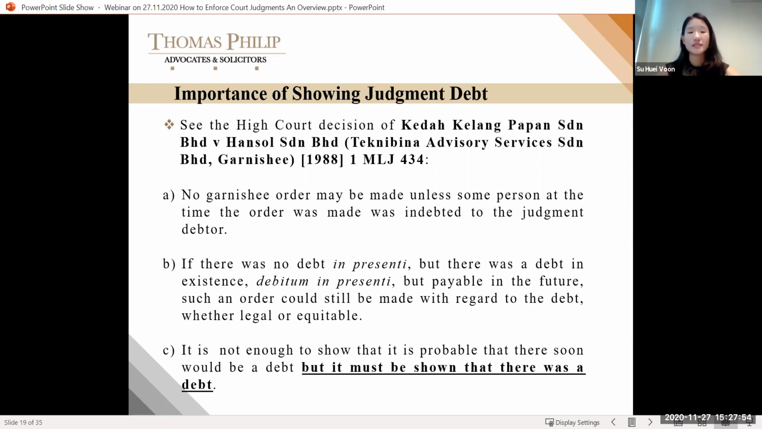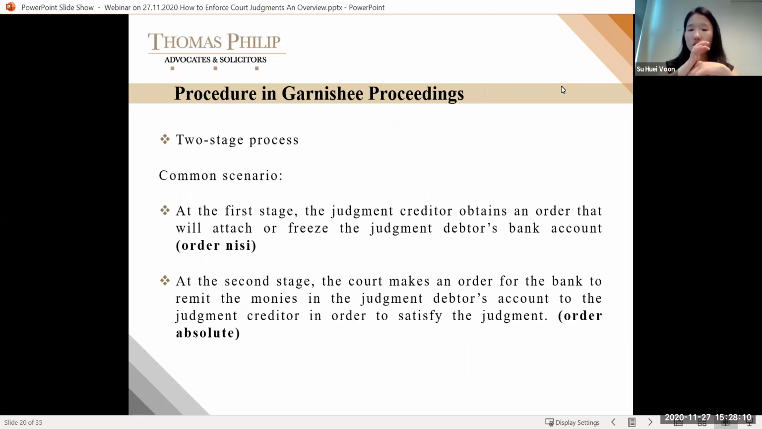But what is important to bear in mind is that it's not enough to show that there probably will be a debt; it has to be shown that there was in fact a debt. And those are the key principles which govern when you can have Garnishee proceedings. In terms of the procedure, it's a two-stage process.